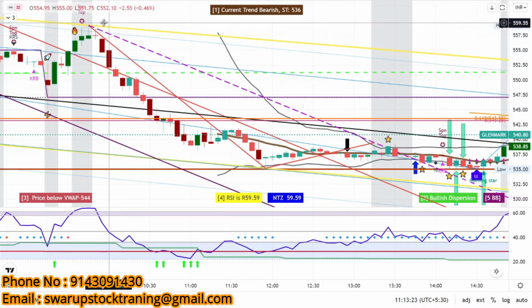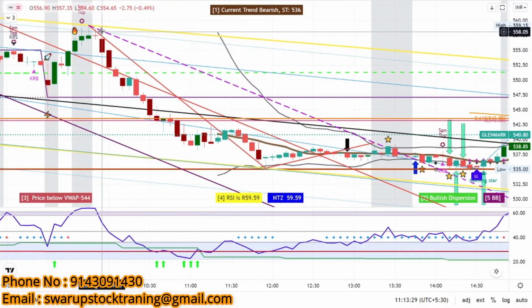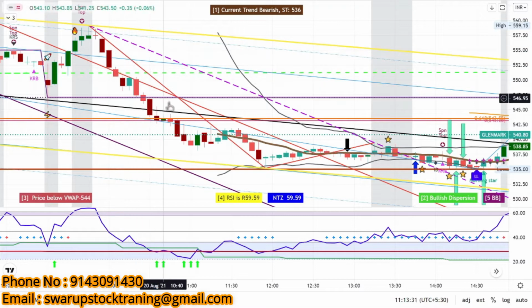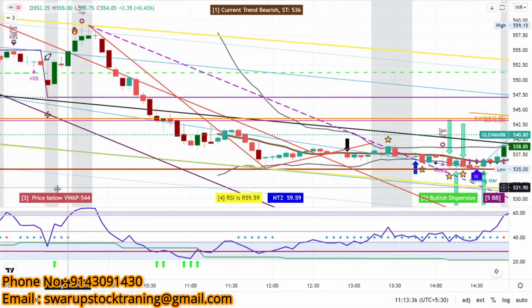So you have got a rejection here at that long term trend line, and then you have a doji at the second trend line. Third is this median line. So on the median line, this is bearish, price is below VWAP.